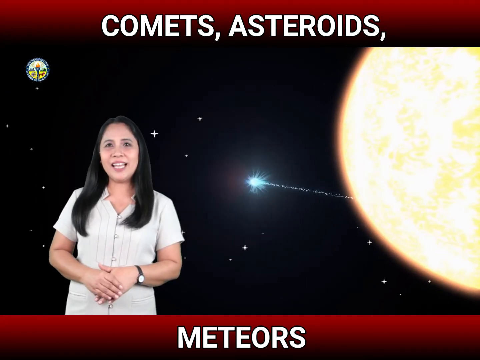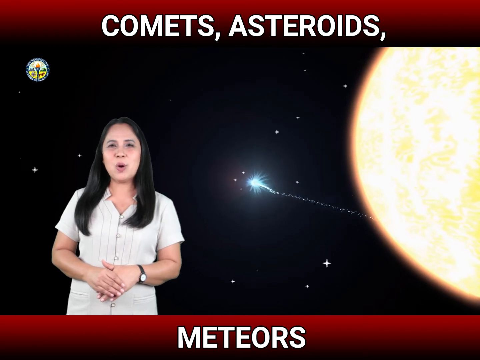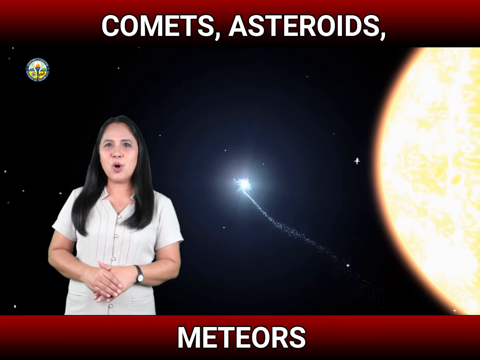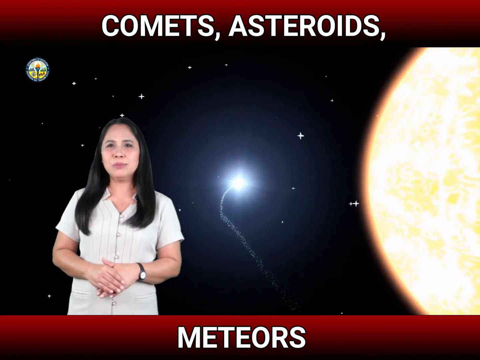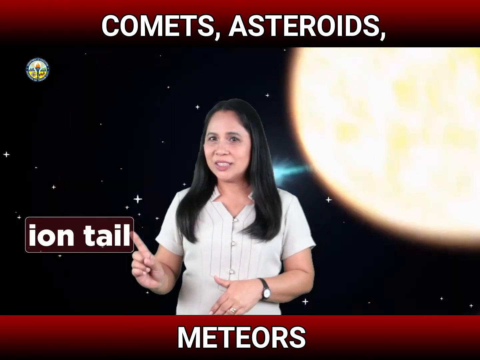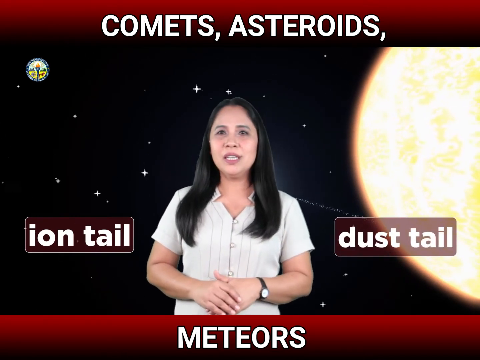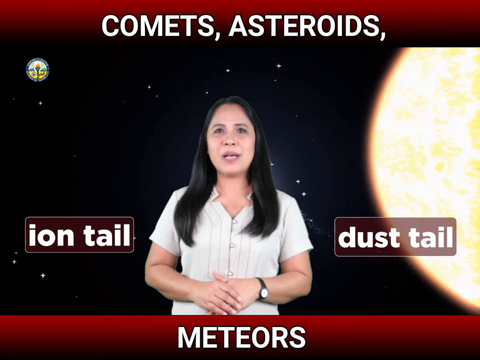The coma and the tail are the most noticeable parts of the comet, as seen from Earth. We see these parts of the comet because they glow and form two tails: an ion tail, which is bluish, and a dust tail that is yellow and composed of neutral sodium atoms.